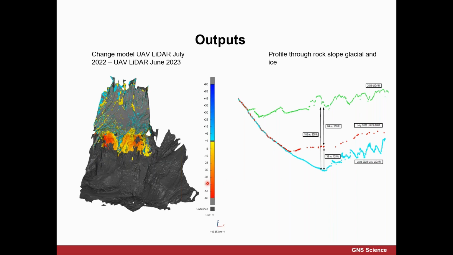And this is just something I did out of interest. It's for the rock slope and the glacier around there. It's a profile through it, and it shows that between, this is meant to be 2021, not 19, the glacial ice has thinned by 100 meters in 4 years. Sorry, no, 2 years actually. Yeah, so it's a lot of change up the valley.